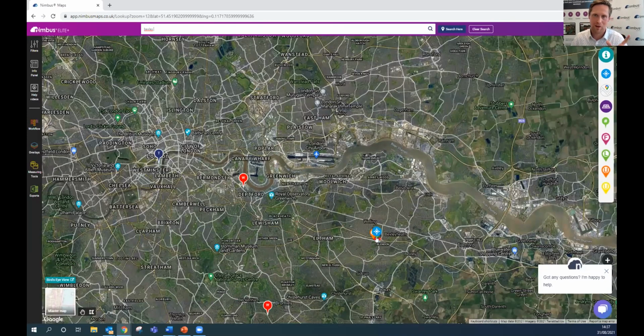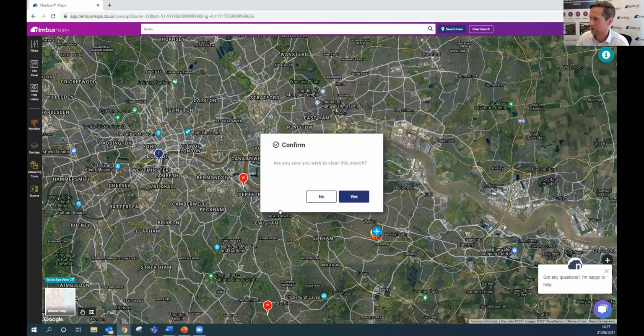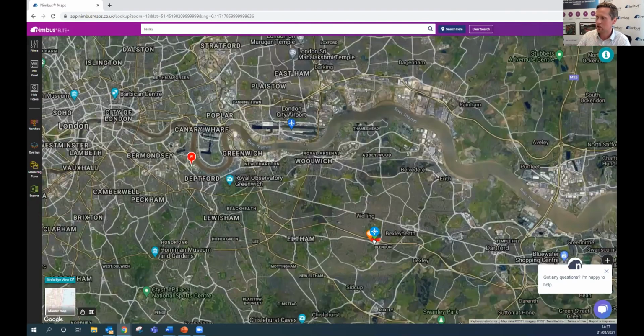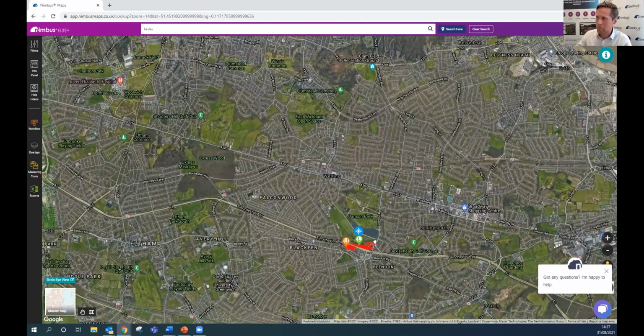Before the clock starts, I always get this question of when does the clock start, Paul? What I want to do first is understand Bexley. So I'm just going to clear this search. Let's leave that for a second. So this is Bexley in terms of where Google thinks Bexley is, that little spot. That's the center of our search area.